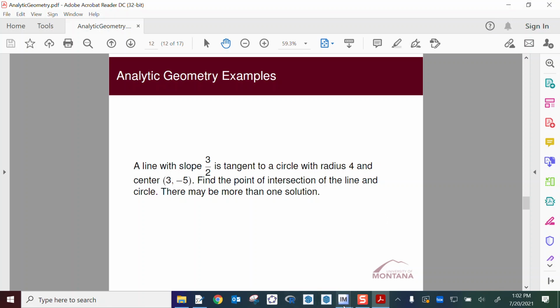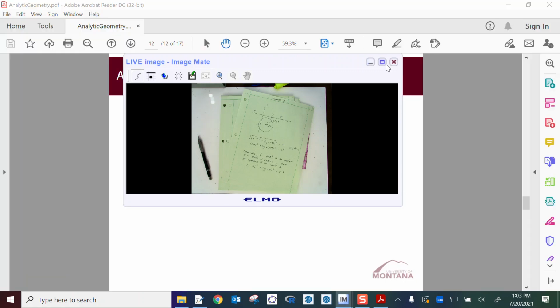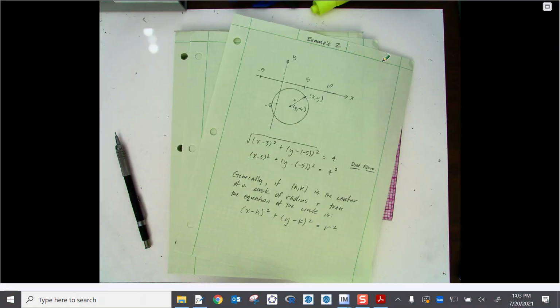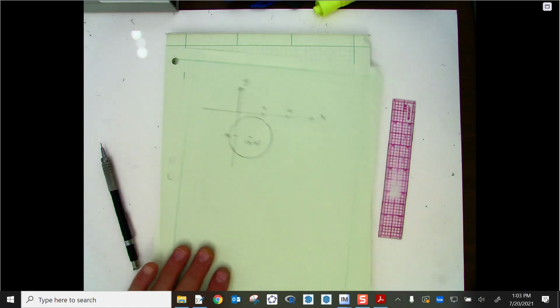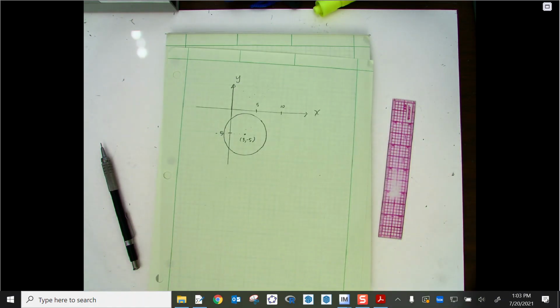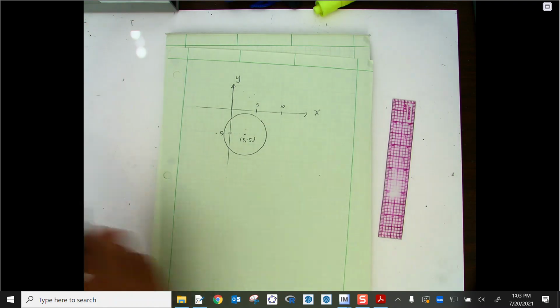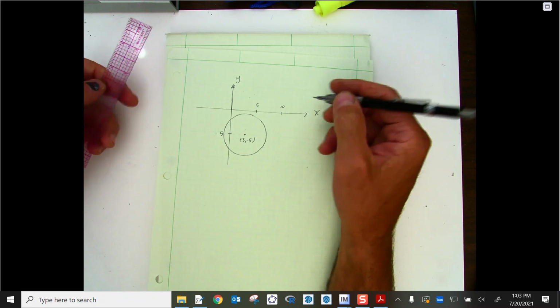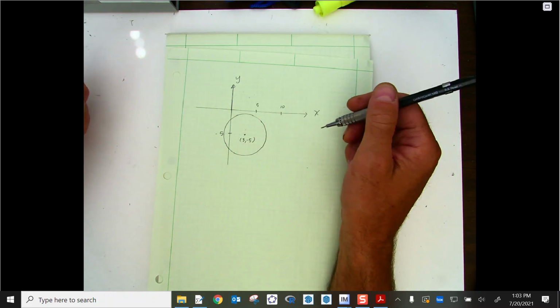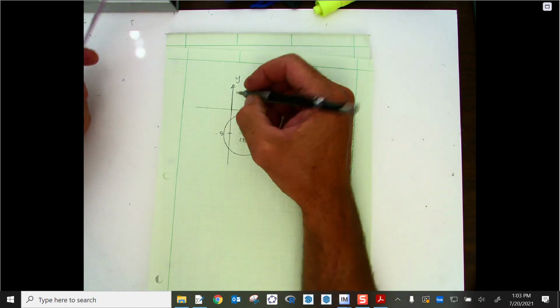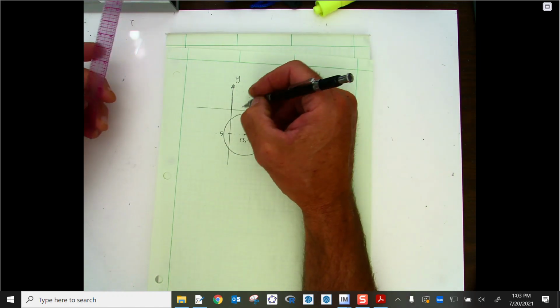Okay, let's attack this one. All right. So there it is, the circle from our last problem. But now the question is, what about a line with slope 3/2? How would it interact with this circle? And where would it touch the circle? Just barely touch it without actually passing through.